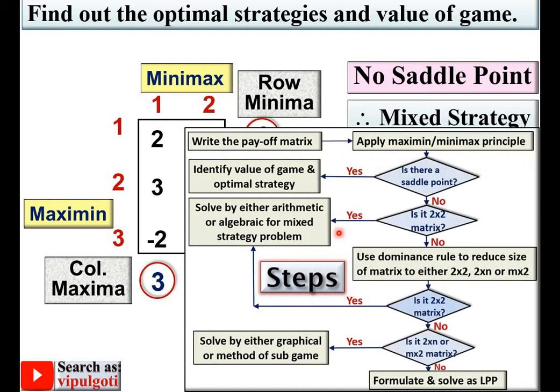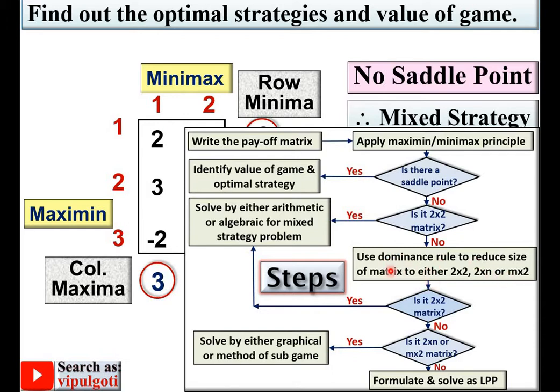Now once again see the steps of the game theory problem. Here no saddle point. So your next step is ask the question, is it 2 by 2 matrix? So here you can see this one is 3 by 2 matrix. So we can say the answer is no. So next step is use dominance rule to reduce payoff matrix size to either 2 by 2, 2 by n or m by 2. Our first try is to reduce the size up to 2 by 2. If it is not possible, then you can reduce the size up to 2 by n or m by 2.